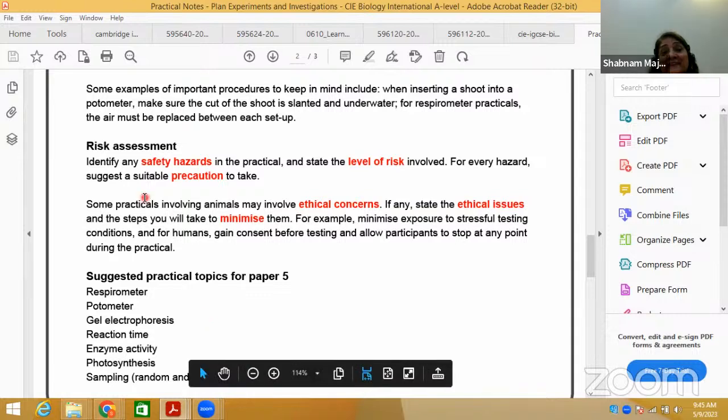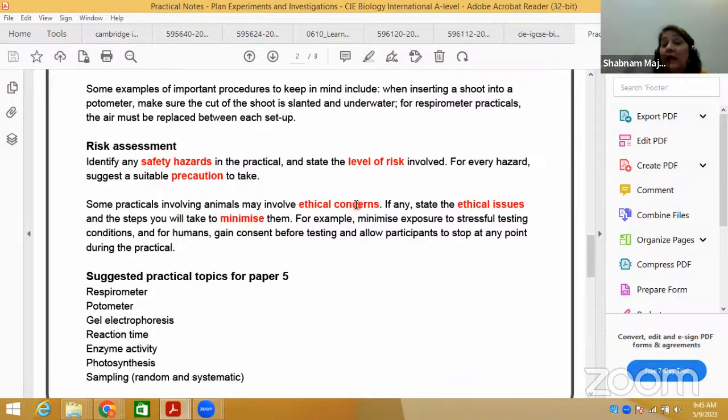Some practicals, he's saying, involving animals may involve ethical concerns. Obviously, when you have animals, you have to dissect them, and the ethical issue is that you are killing animals. State the ethical issues and the steps you will take to minimize them, for example, minimize exposure to stressful testing conditions. Or say you are using humans as subjects, as volunteers.